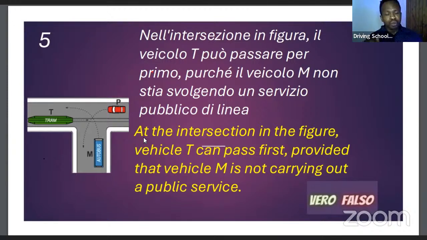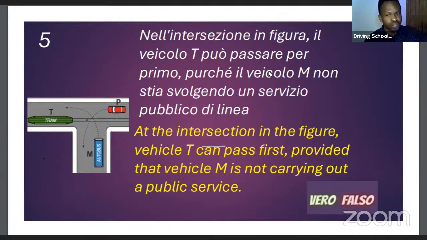But what the question is telling us is that at this intersection here, vehicle T can pass. You understand? What is it? Vehicle T, può passare. That's vehicle T can pass. Take note of that one, can pass.